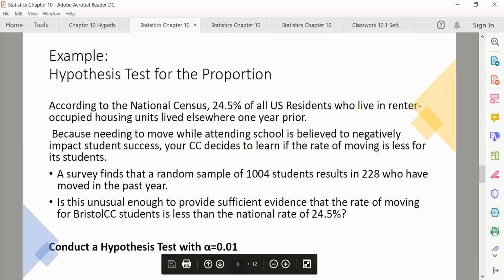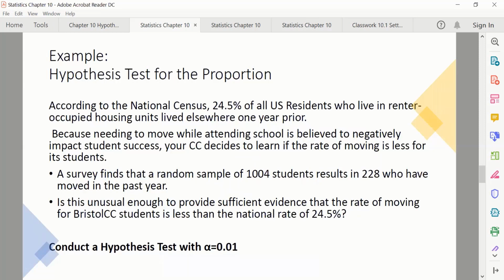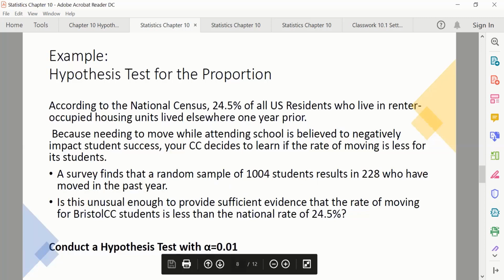Going back to the test for the proportion, 24.5% of all US residents who live in renter-occupied housing units lived elsewhere for a year. We think it is less for our students, so we do a survey and ask, is this unusual enough data to provide sufficient evidence that the rate of moving for our students is less than 24.5%, and conduct a hypothesis test with alpha equals 0.01.